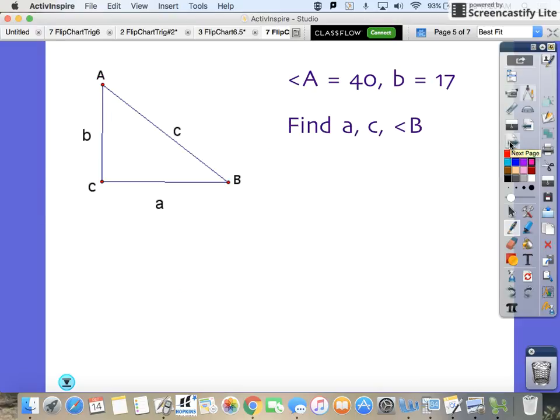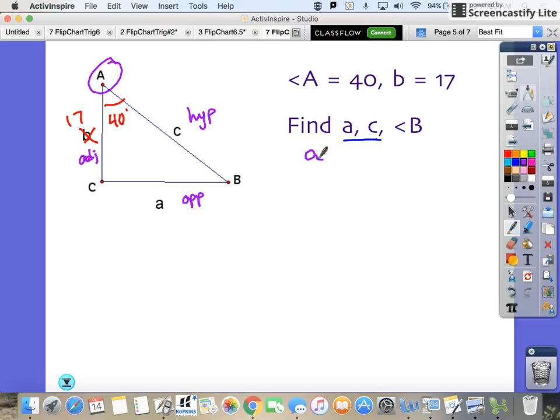All right, if you guys want to pause it and try this one, I might get cut off. If I do, I'll start a new video. So this one, we're looking for two sides. That means we're going to use regular again. So we'll label what we know. We know A is 40 degrees. B we don't know, but we can find pretty quick. And B is 17. So based on angle A, this is our op, height, and adjacent.